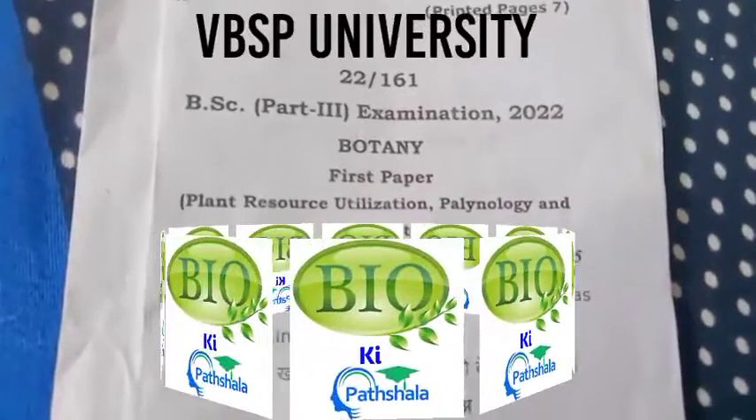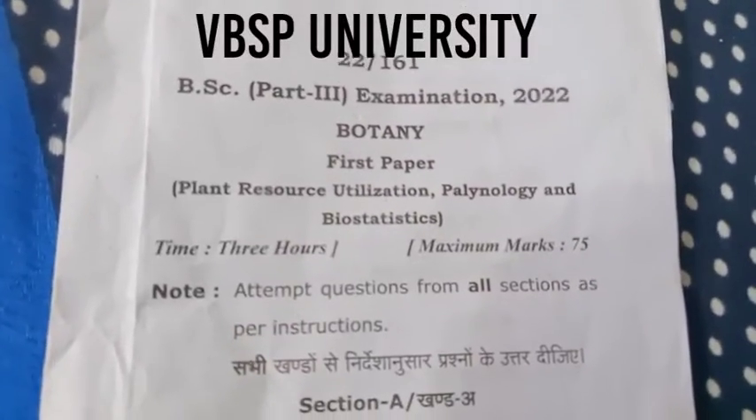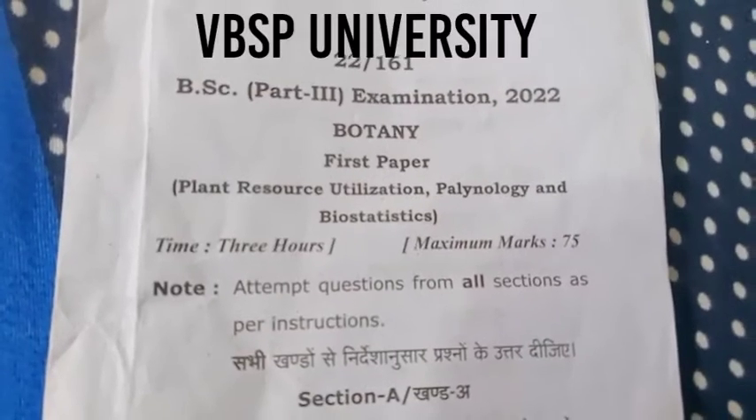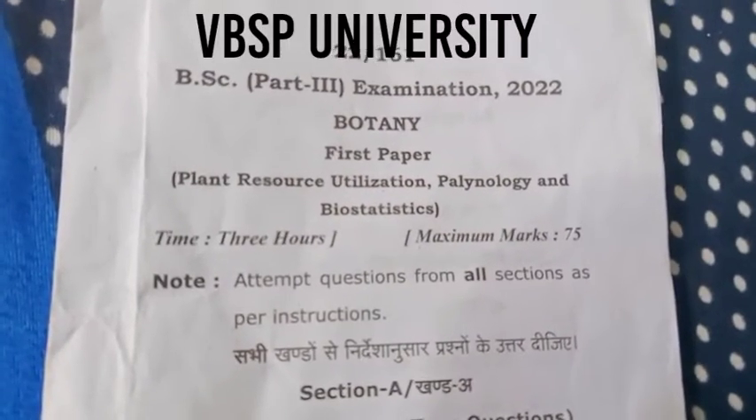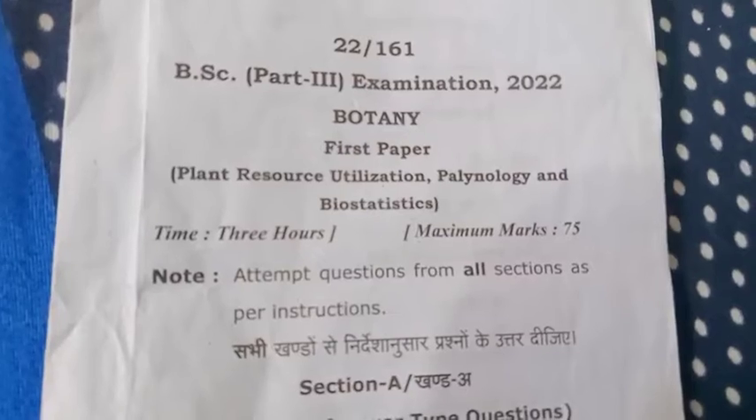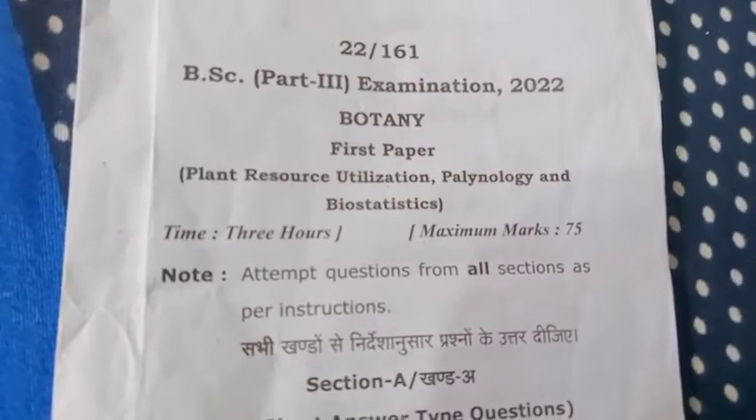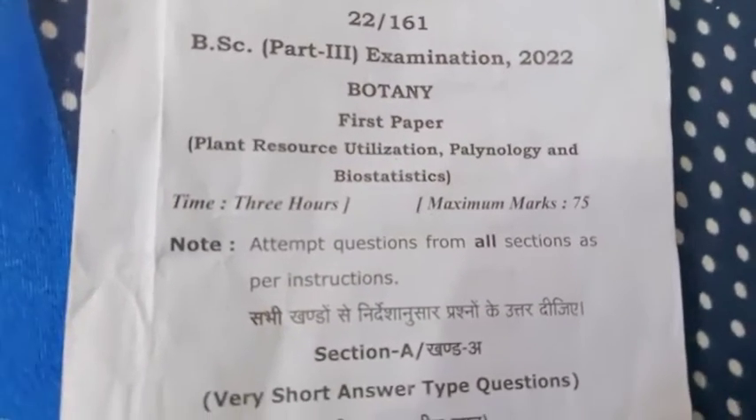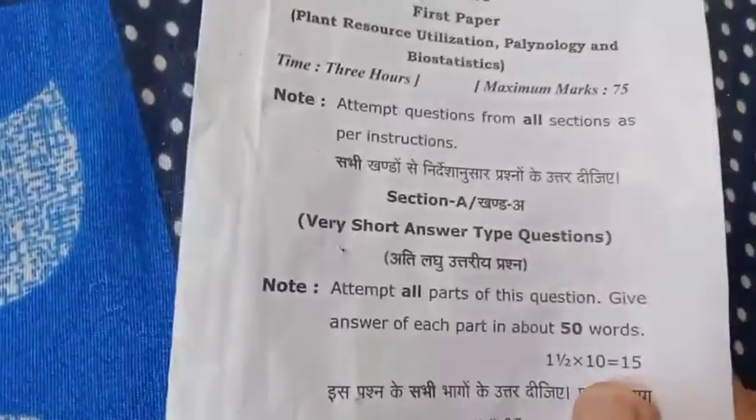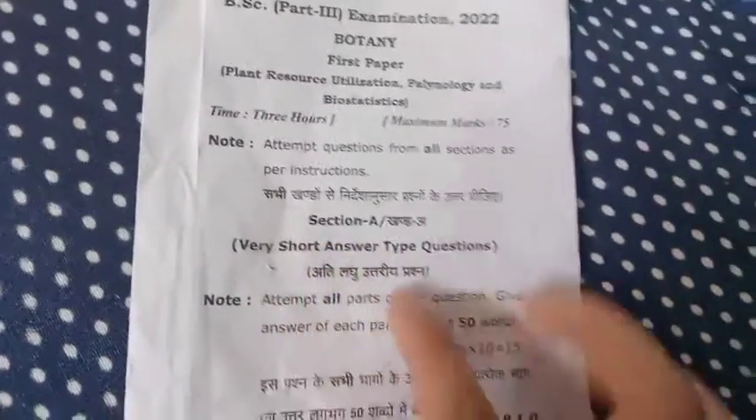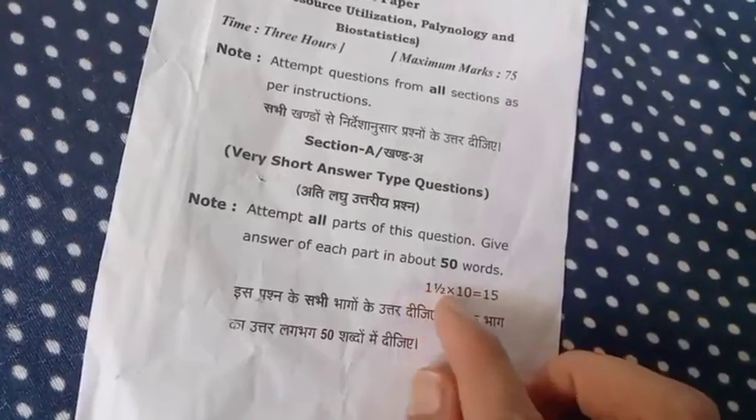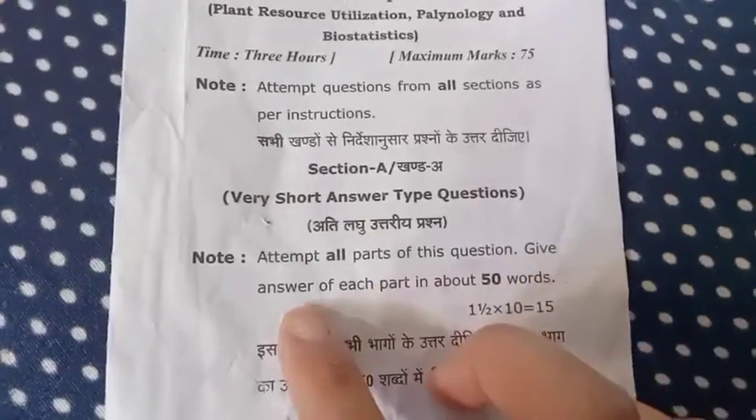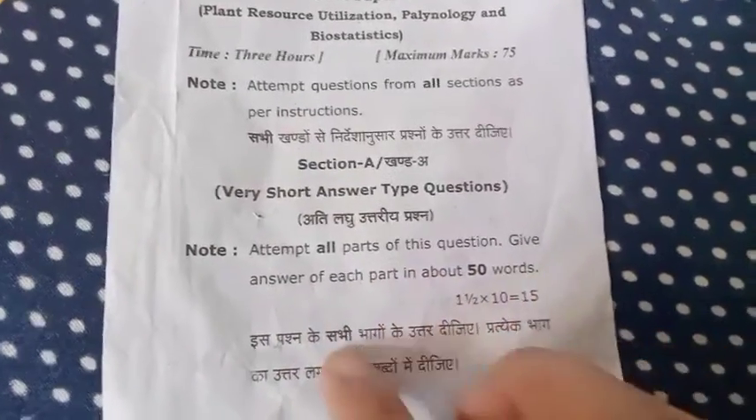Today we will discuss the B.Sc third year Botany first paper, named Plant Resource Utilization, Palynology and Biostatistics. This paper is of 75 marks, the time is 3 hours, and it is divided into three sections: Section A, Section B and Section C. We will discuss Section A first. Each question is 1.5 marks. Attempt all parts of each question and give the answer of each part in about 50 words.